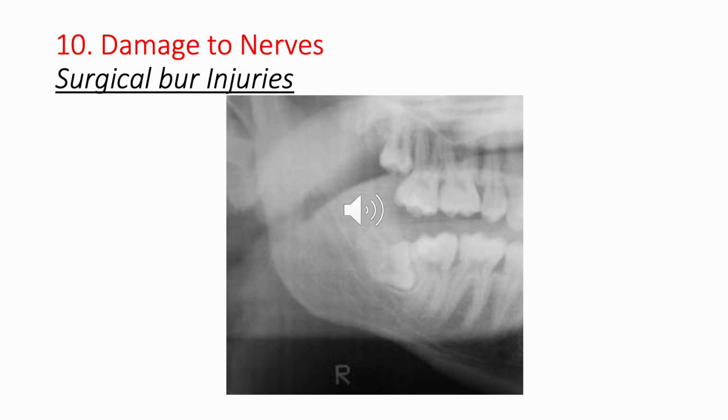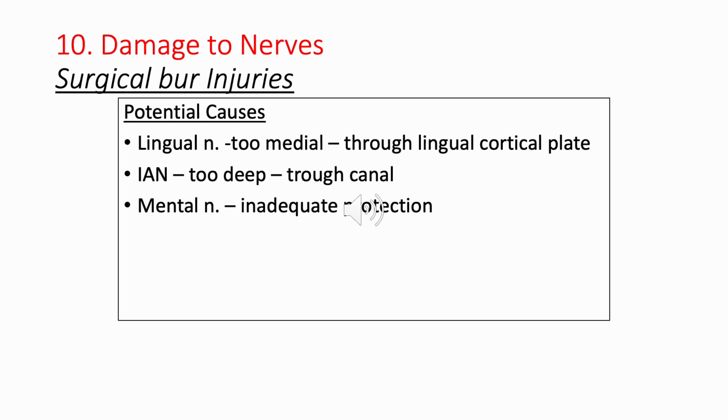Surgical burr injuries are another option, not an option, a potential source of injury to nerves and neurovascular bundles. Certainly this third molar would be at increased risk compared to a third molar that's not sitting directly on the inferior alveolar neurovascular bundle. And we have ways to help minimize the likelihood of injury to the neurovascular bundle, typically around perioperative planning and imaging.